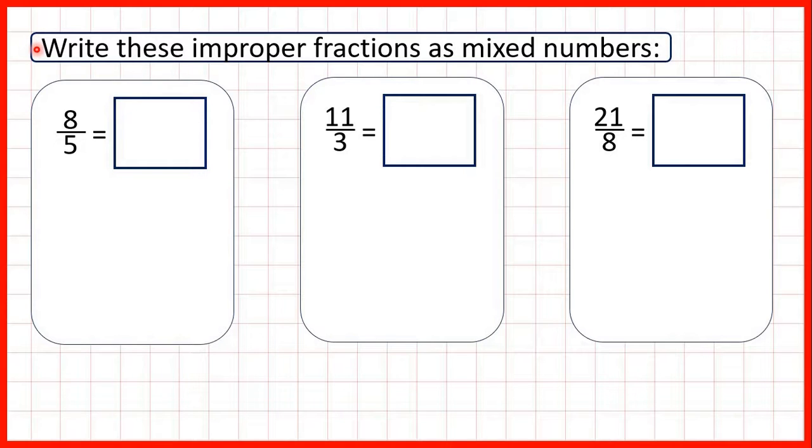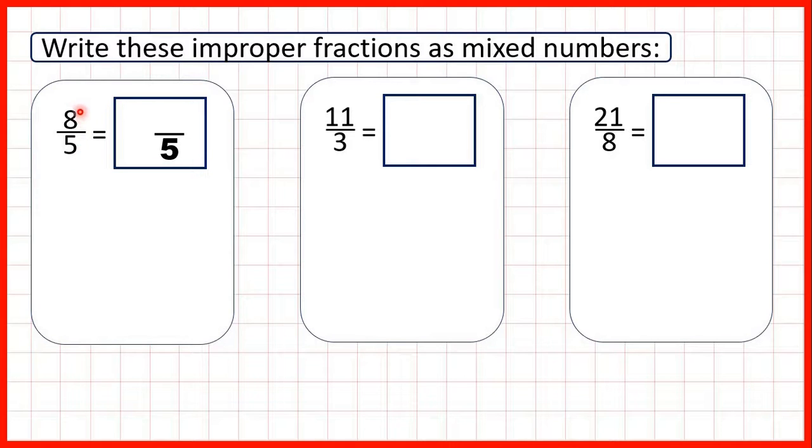Now we need to write these improper fractions as mixed numbers. So remember, an improper fraction is a fraction with a larger numerator than denominator. So here we have 8/5, or 8 fifths. Now a mixed number is a whole number and a fraction. Now, to change an improper fraction to a mixed number, the first thing to remember is that the denominator of the fraction in the mixed number will be the same as the denominator in the improper fraction.